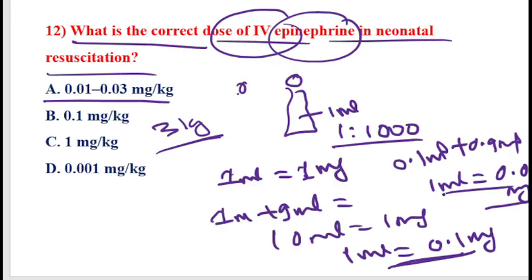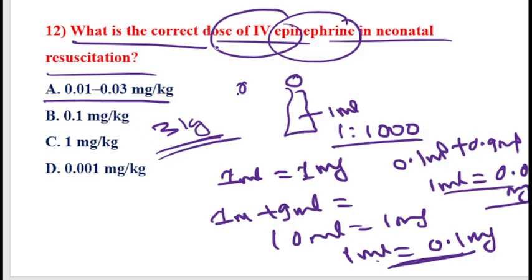So 1 ml is equal to how much here? 0.01 mg, because we have diluted it further. Again I took only 0.1 ml, added 9 ml saline, so the total volume of solution became 1 ml. Now 1 ml equals 0.01 mg. So how much do we administer? We can administer 3 ml for a baby of 3 kg.